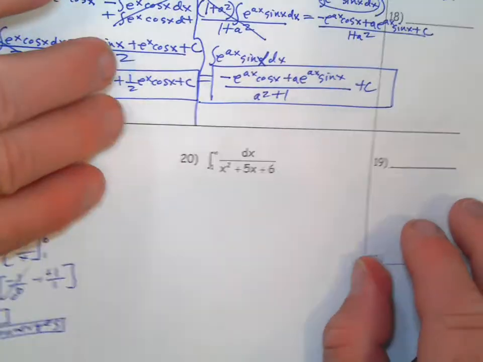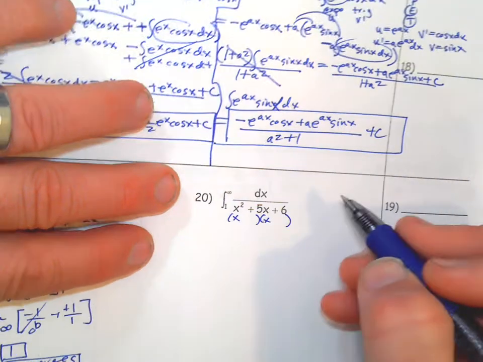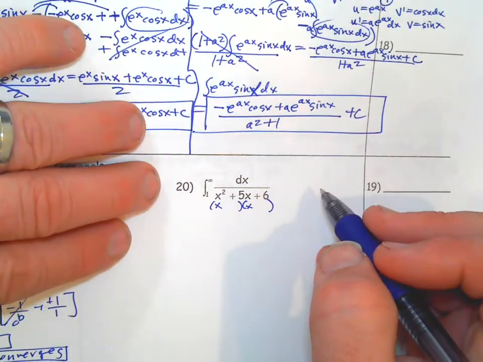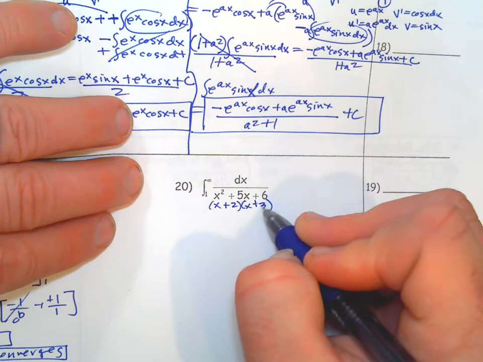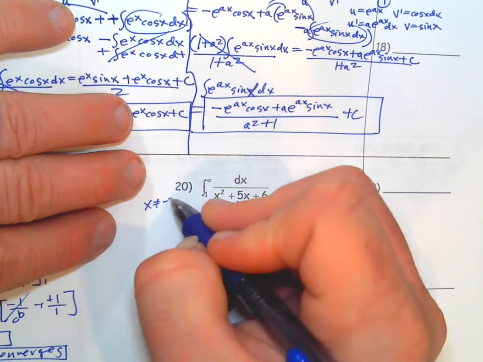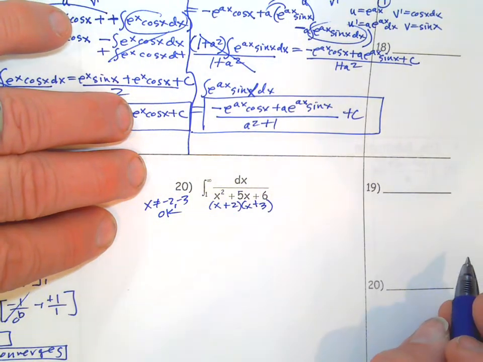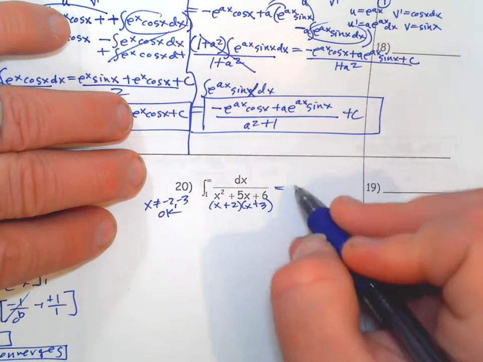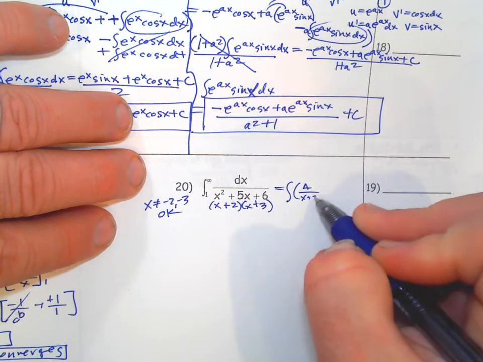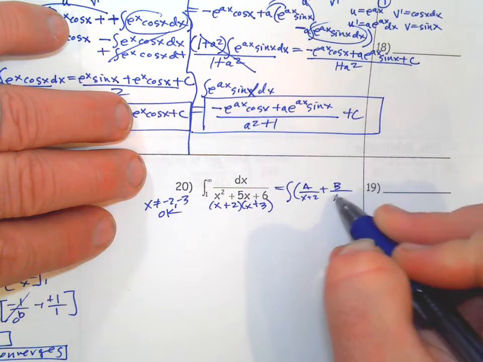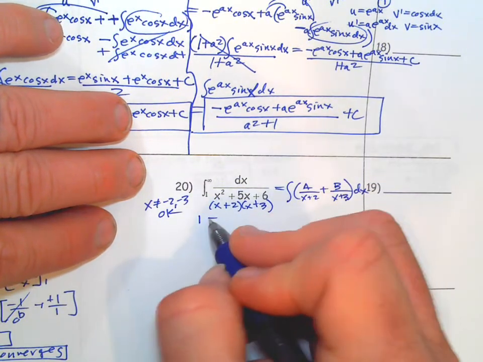Okay, next one. Probably need to factor this real quick just to see where the vertical asymptotes are. x + 2, x + 3. So x cannot be -2 or -3. So that's okay. That's not an issue here. But in order to integrate this, we're going to have to use partial fractions anyways. So that's going to be A over x plus 2 plus B over x plus 3 dx. Multiply through by the least common denominator.